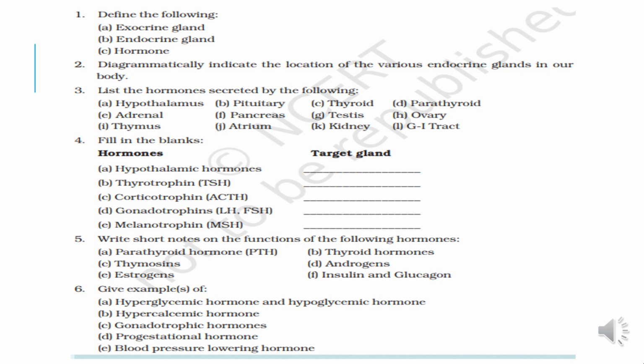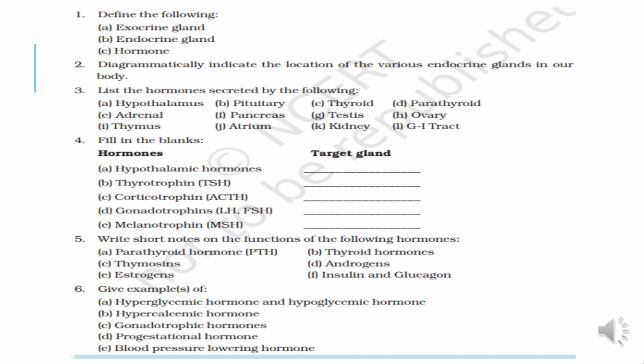Next question is diagrammatically indicate the location of various endocrine glands in our body. This we have done earlier. Next is list the hormones secreted by the following. So this all we have done earlier. What are the hormones of hypothalamus, then pituitary, thyroid, every question we have done. The next question is question number 4.